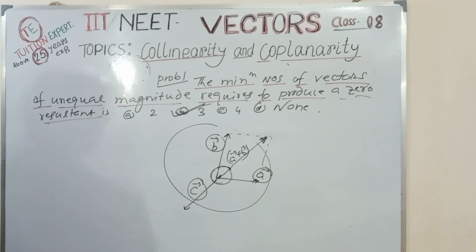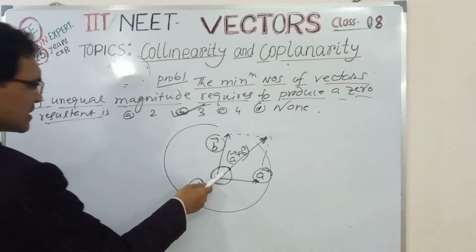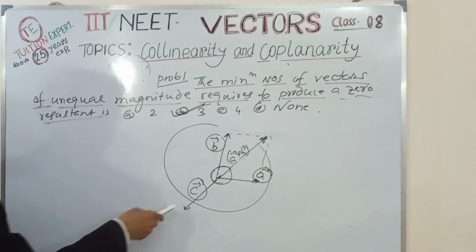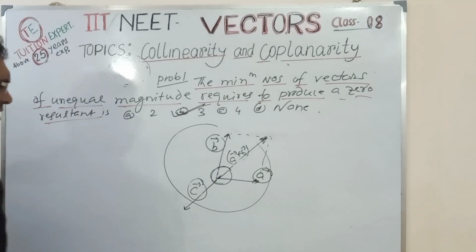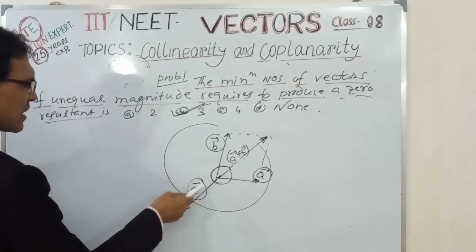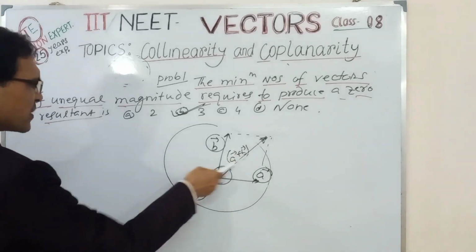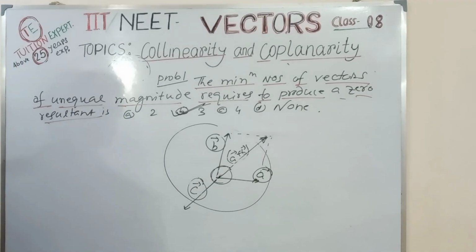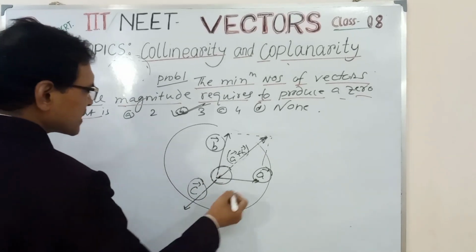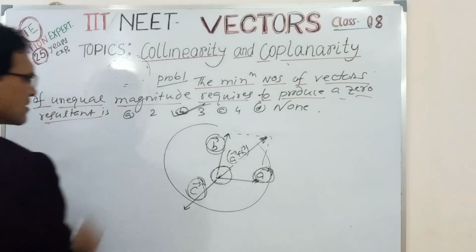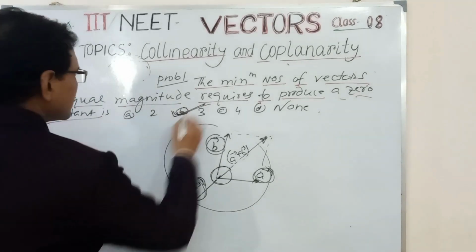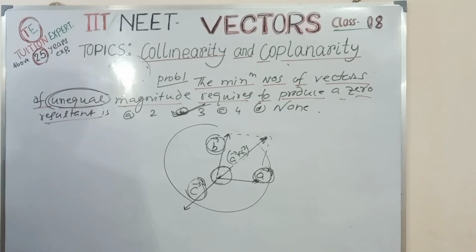Suppose A and B are vectors, and the resultant of A and B is this. Now if a third vector C exists such that its magnitude is equal and its direction is opposite to that of A plus B, then this and this cancel, so the result is 0. So what is the minimum number of vectors required? The answer is 3, for unequal magnitude.